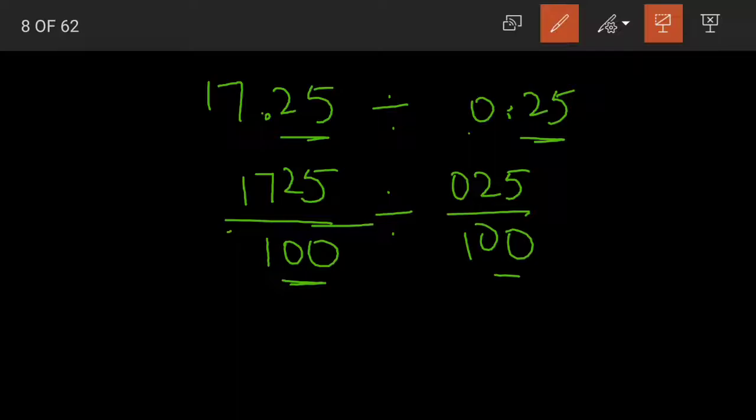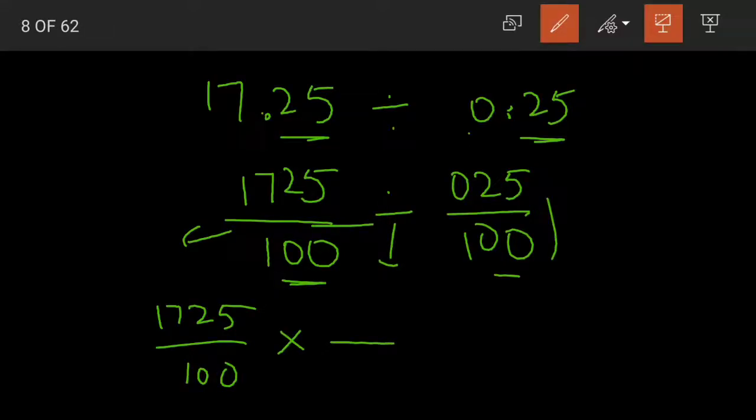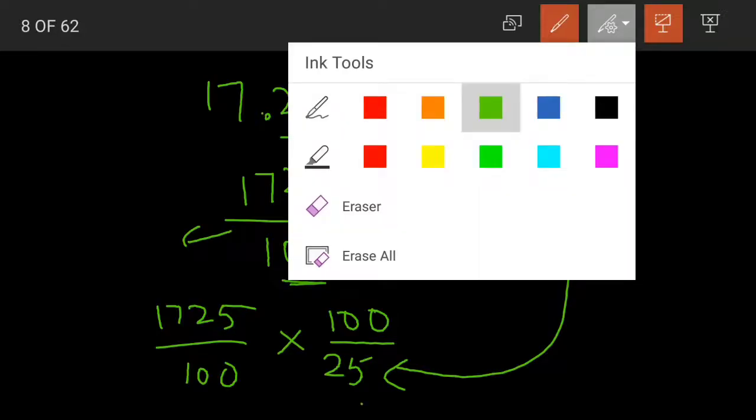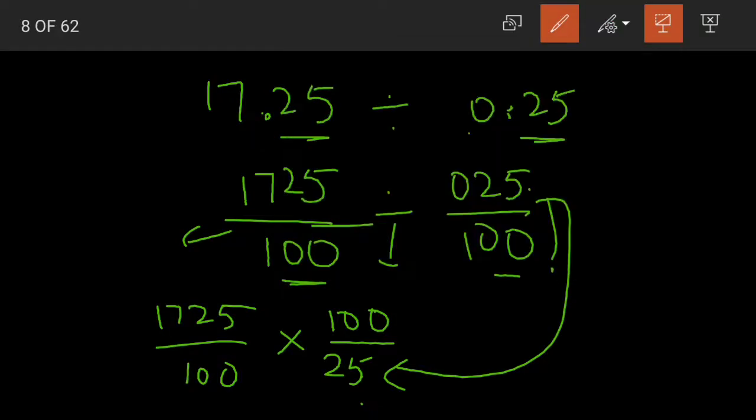What did we do? The first fraction is written as it is, then division becomes multiplication, and for the second fraction we write the reciprocal. 0.25 I am writing it as 25 by 100. Yes, both the values are the same. So the second fraction 25 by 100, we write the reciprocal, that is 100 by 25. Now what will it be? I'll erase this here.